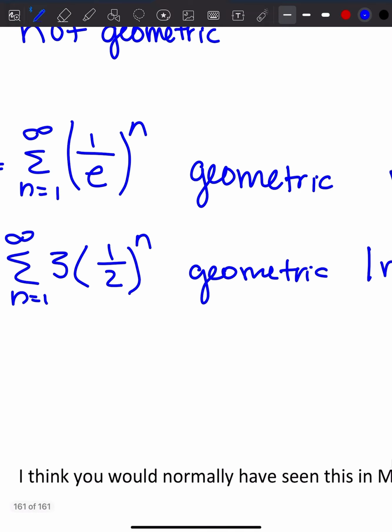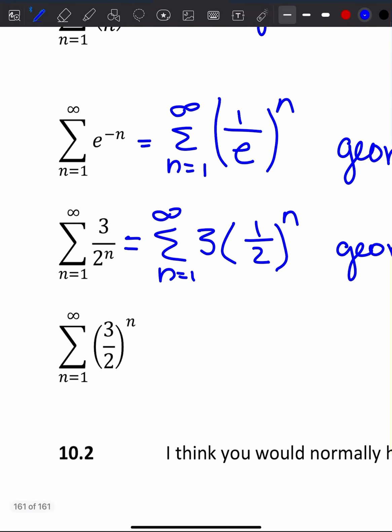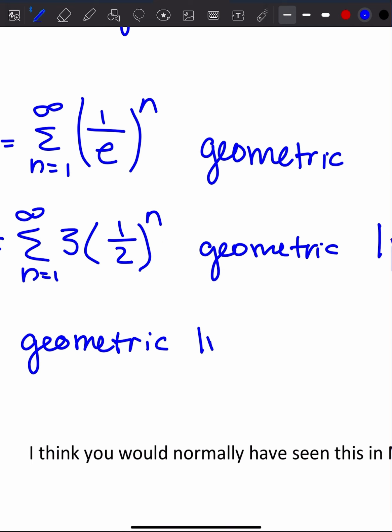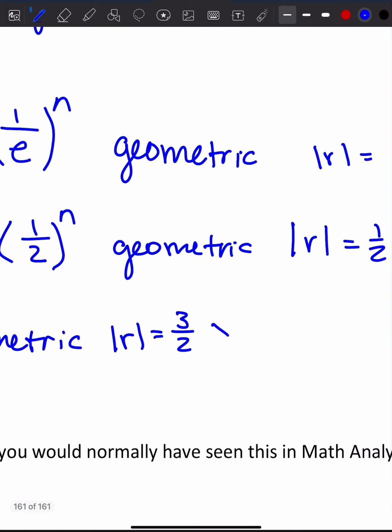And our last one here, the summation from n equals 1 to infinity of (3/2) to the n power. This is a little bit different than what we had before. That parentheses tells us that the n is going to everything, so this would be 3 to the n divided by 2 to the n. So this is still geometric because we have a number to a power. The absolute value of r is equal to 3 over 2. 3 over 2 is bigger than 1, that's 1.5, so we know that this diverges.